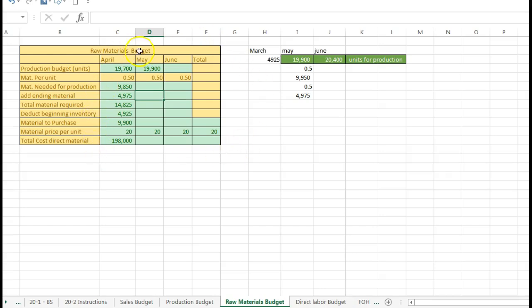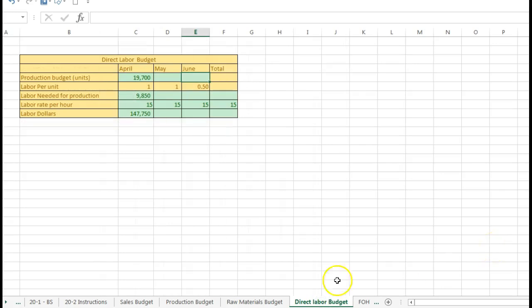So now that you know how to do this, let's go to the direct labor. So how many units are we making? We're making 19,700. That's not right. That needs to be there. It's a half of an hour needed for each unit. So we're going to multiply that times the units and come up with 9,850 hours.